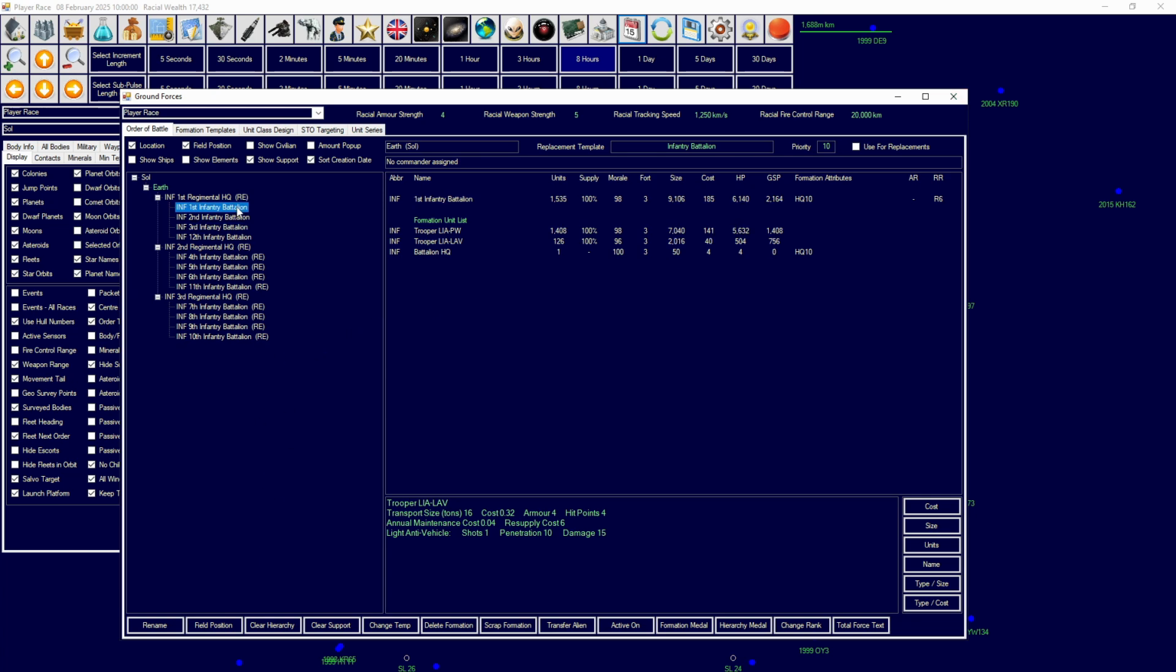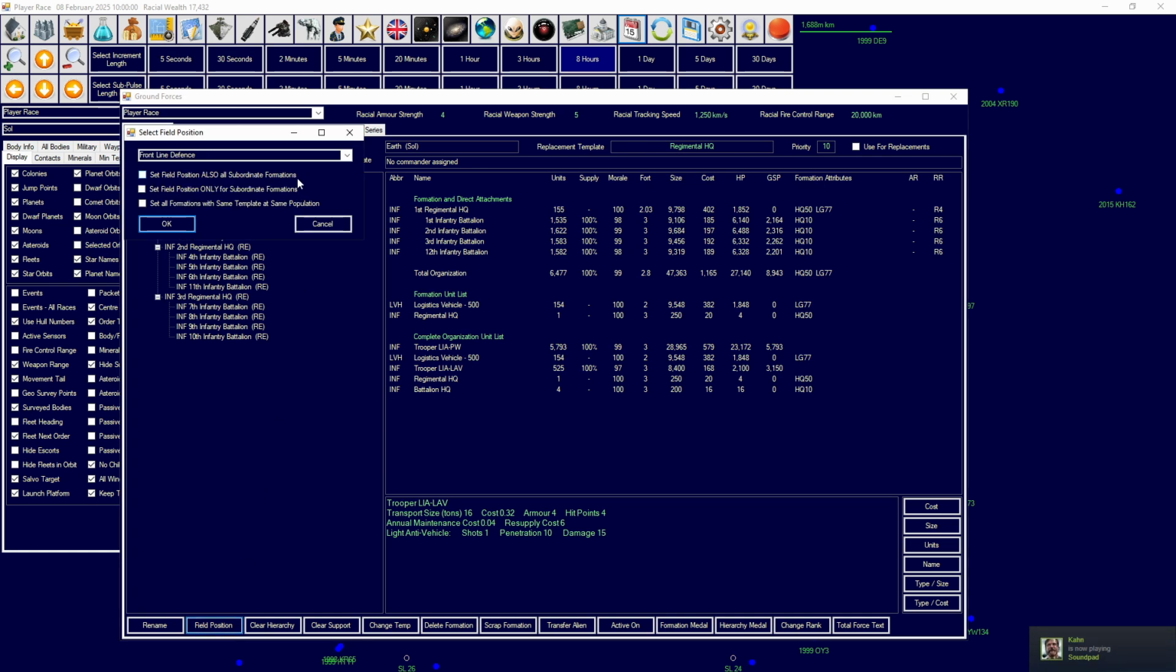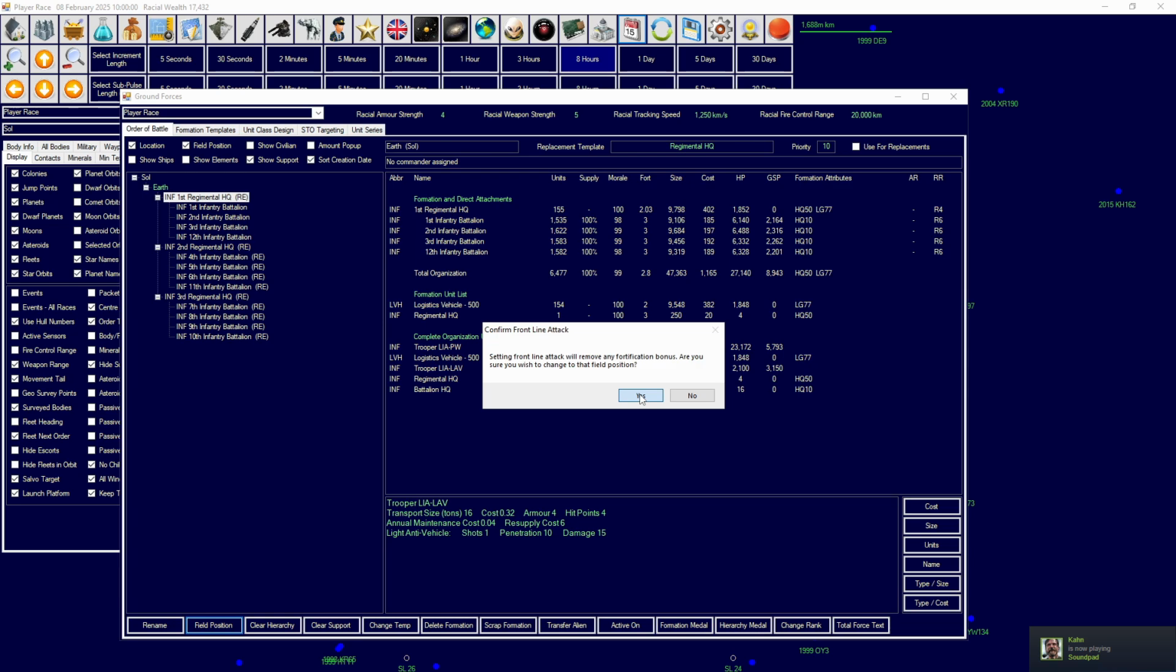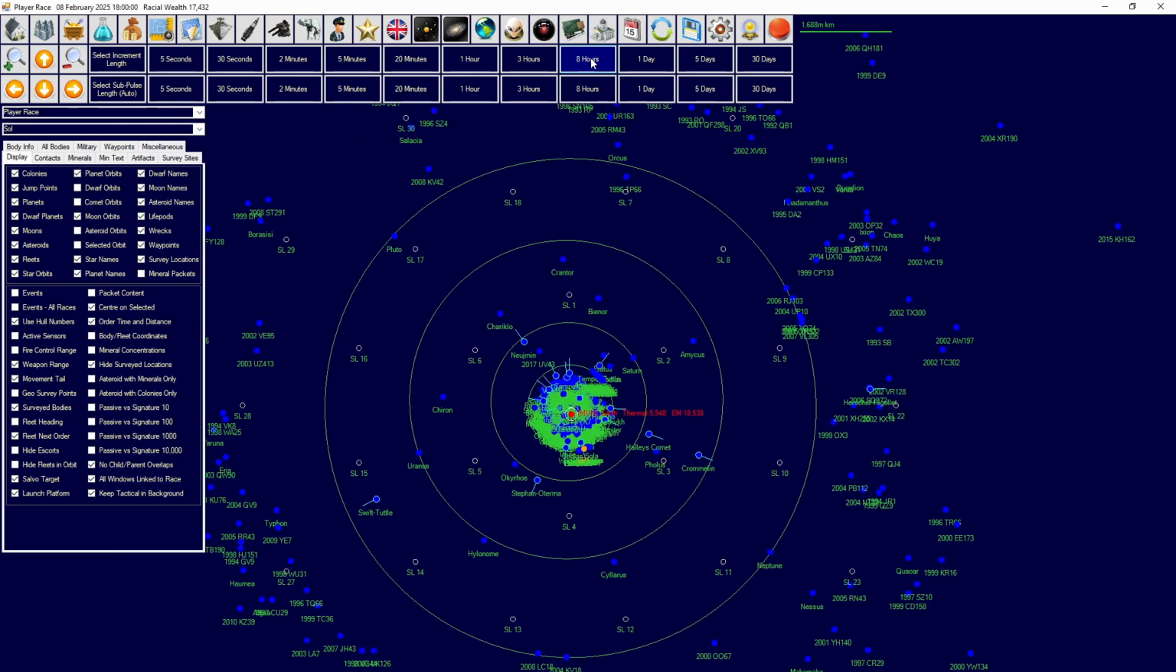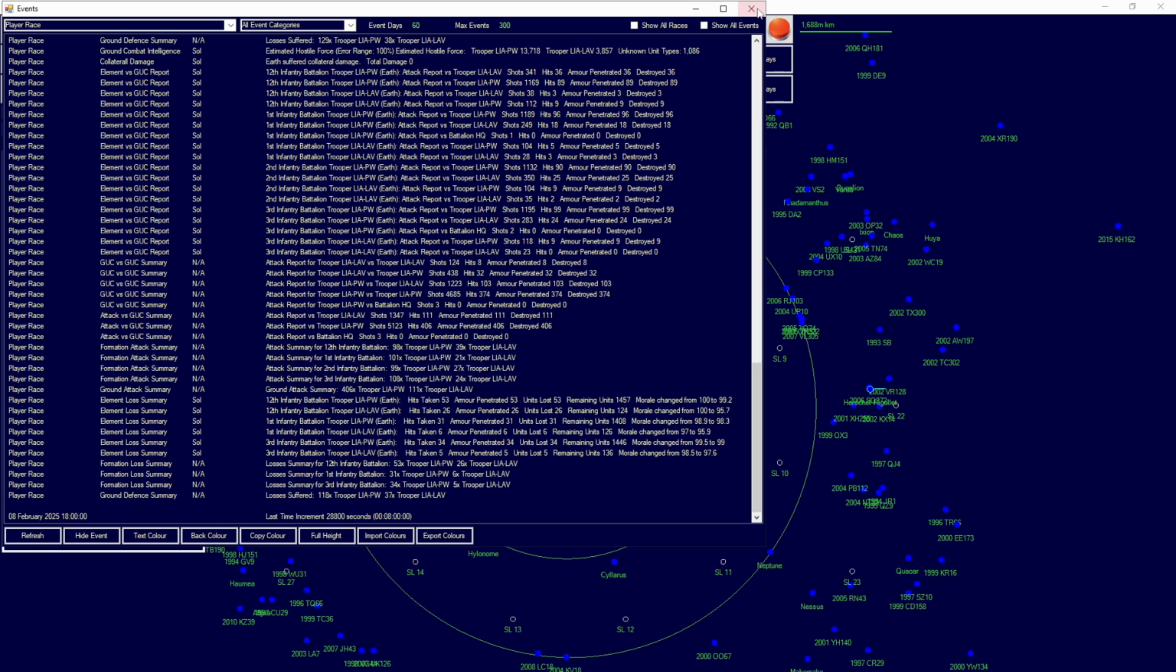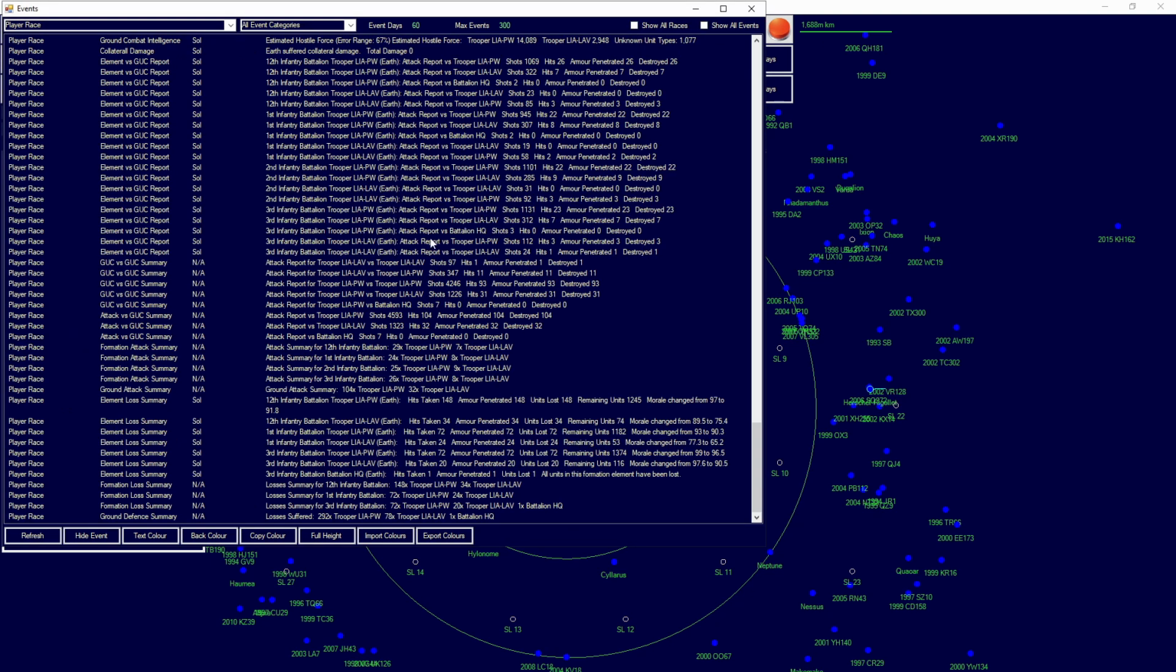So I'm going to change all of these guys to field position. Yeah, to a field position. We're going to do only 4 subordinate formations. We're going to put them on frontline attack. This gets rid of their fortification level immediately. And then we're going to have a look at what happens. Okay, so let us just increment along here.